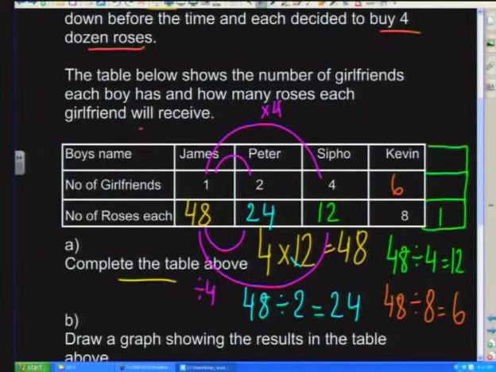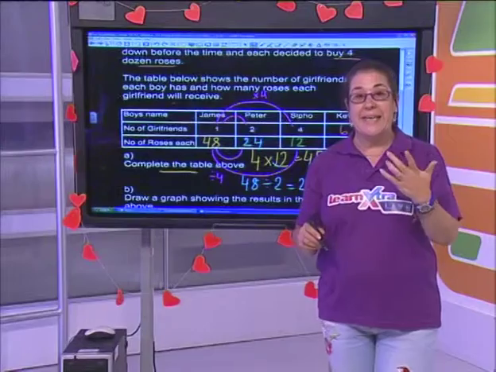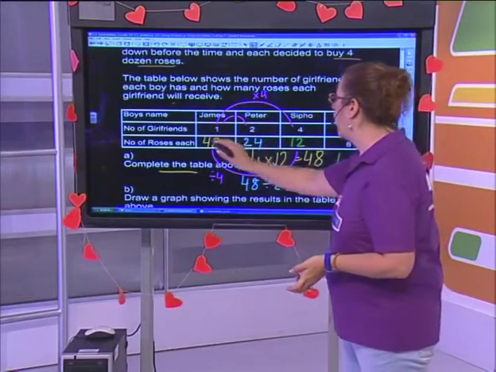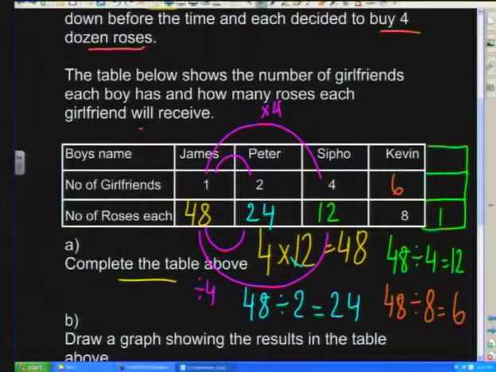How many people will he give the roses to? How many ladies will he end up giving the roses to? So now, we can look at it this way. What have we done from 48 to get to 1? We have divided by 48. So here I'm going to multiply by 48. So he can have 48 girlfriends, and each one is going to get 1 rose.